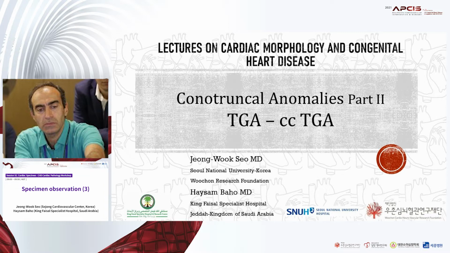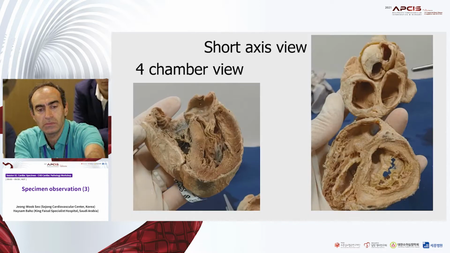This video is on conotruncal anomalies part 2, and that includes transposition of the great arteries and corrected transposition of the great arteries, or CCTGA. So here we will see short axis view and four-chamber view.